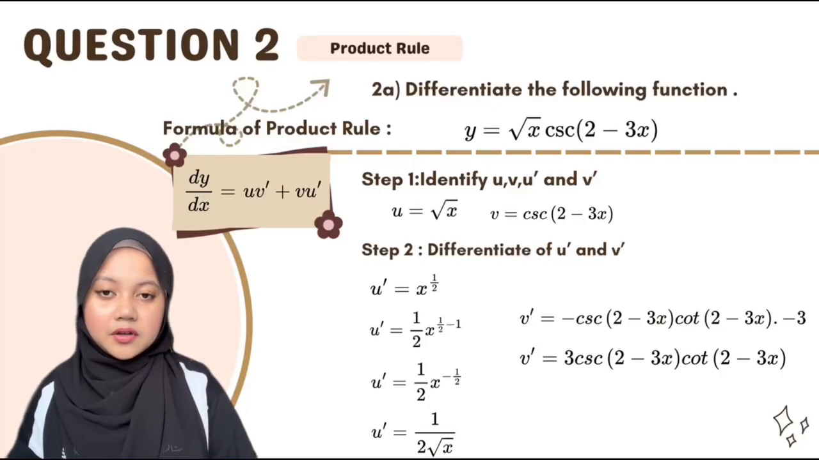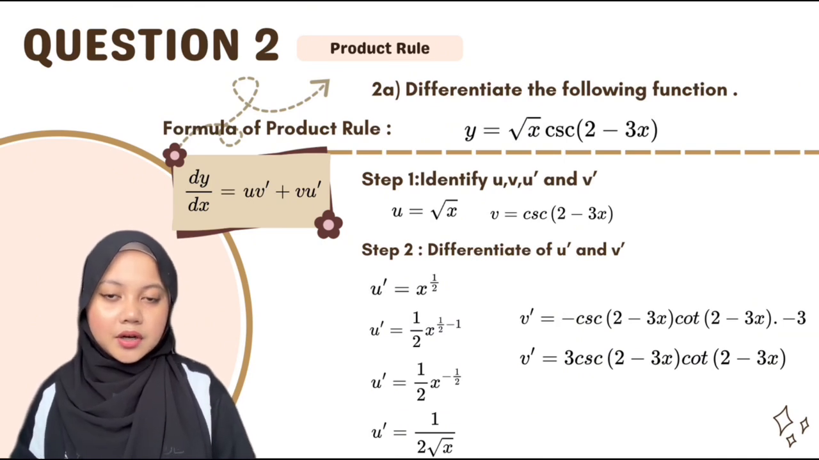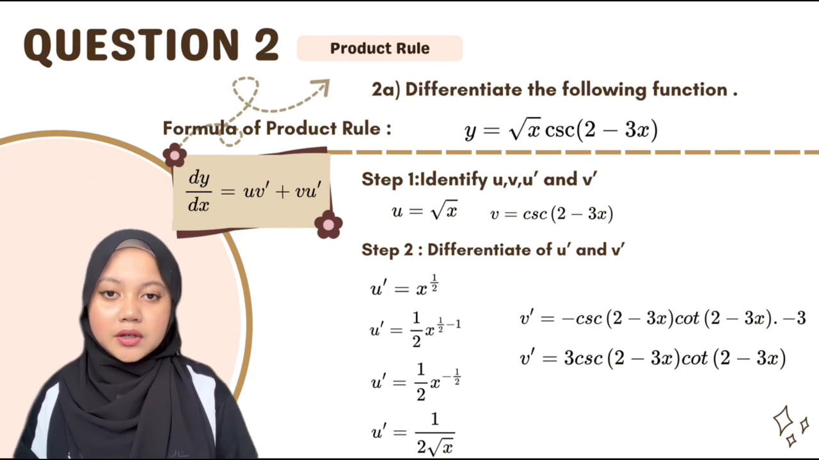Next, I will proceed with question 2a. For question 2a, we need to find dy over dx for y equals square root x cosecant (2 minus 3x). First of all, we can see that this function has two functions multiplied together. Because two functions are multiplied, we can use the product rule.